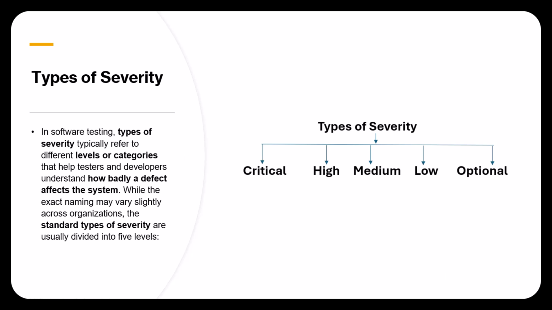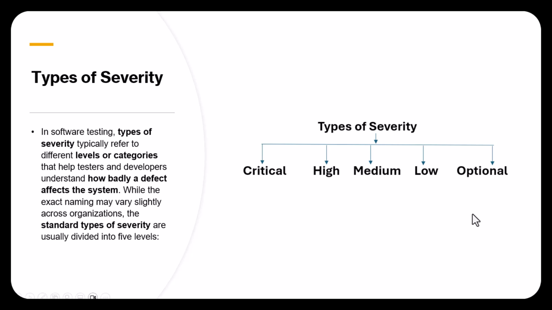Now, what are the types of severity? In software testing, the types of severity are nothing but different levels or categories. There are five types I have mentioned over here: one is critical, another is high, another is medium, another is low, and another is optional.